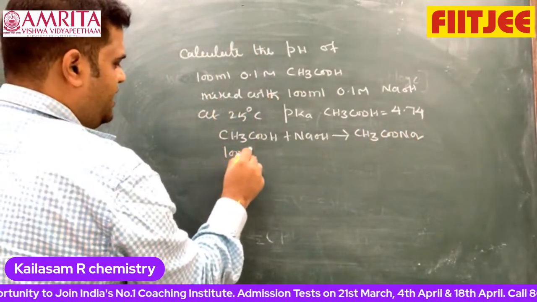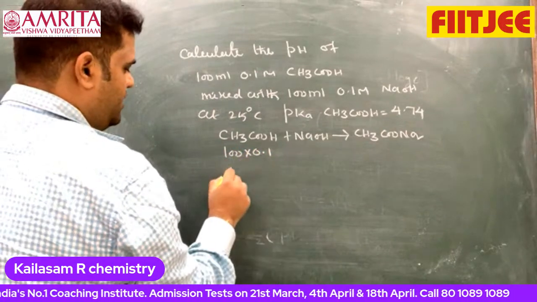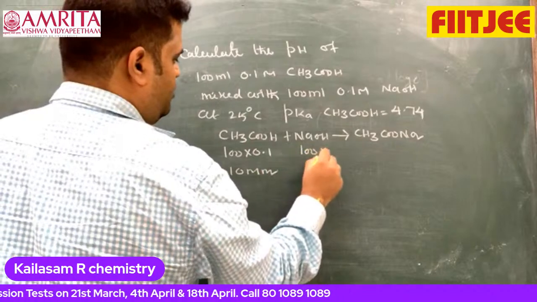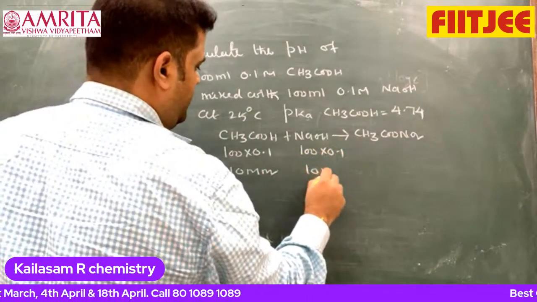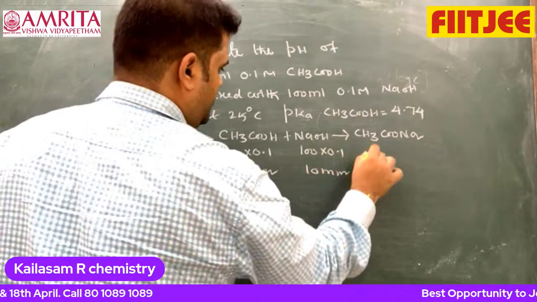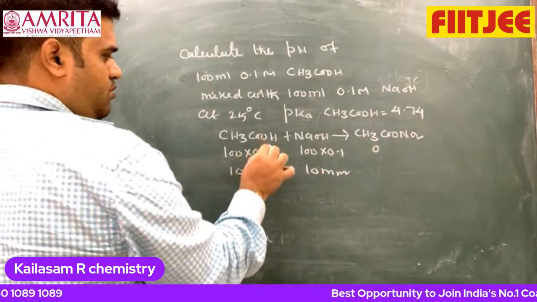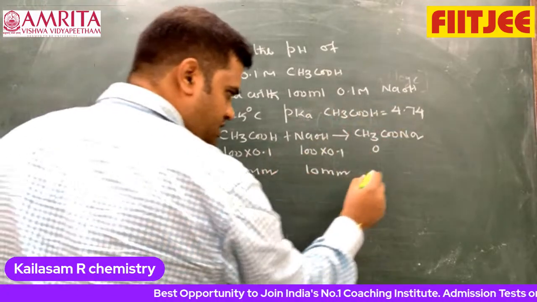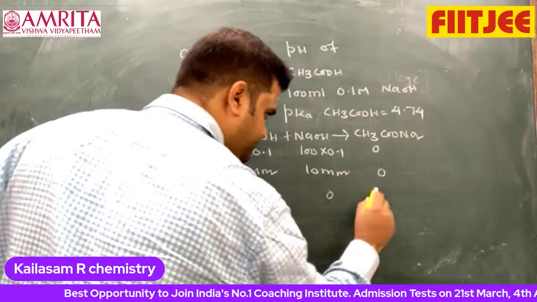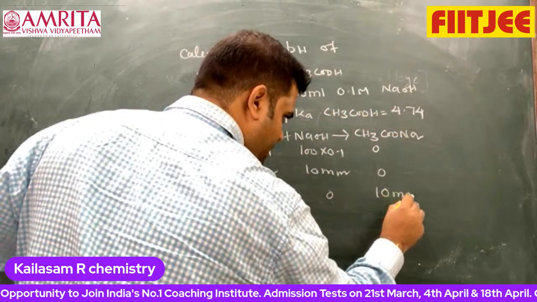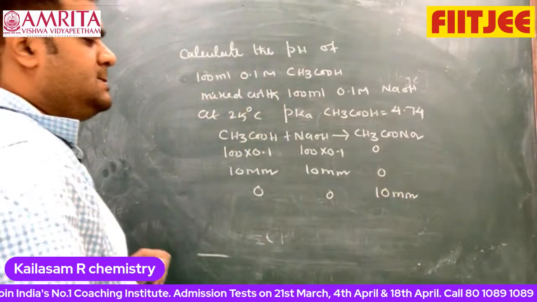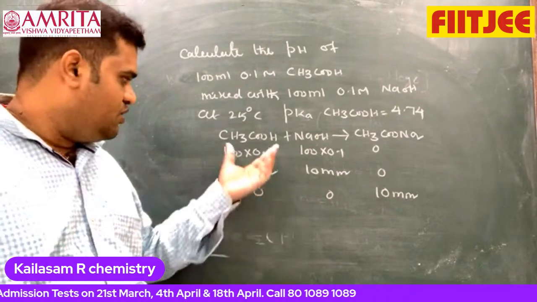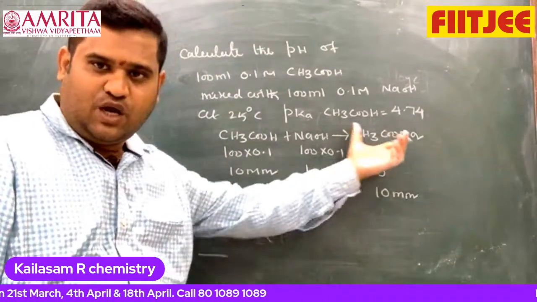Now 100 ml of 0.1. I can write 100 into 0.1, 10 millimole. This also is 100 into 0.1, 10 millimole. Obviously, 1 mole reacts with 1 mole to produce 1 mole, so 10 millimole and 10 millimole react, and 10 millimole of salt is formed.